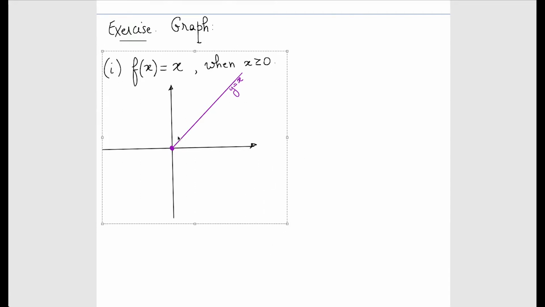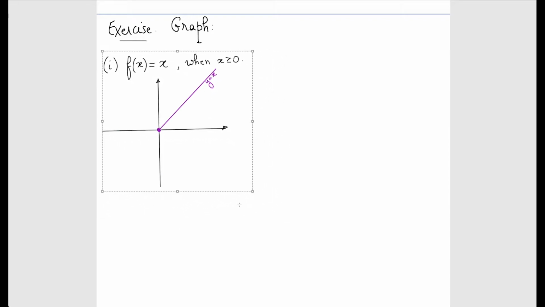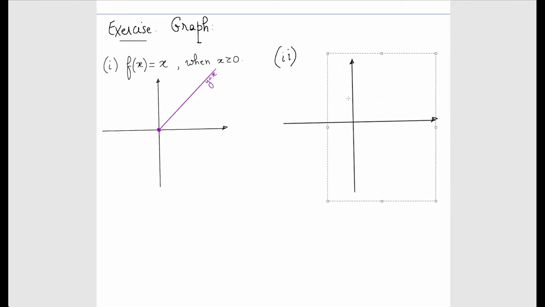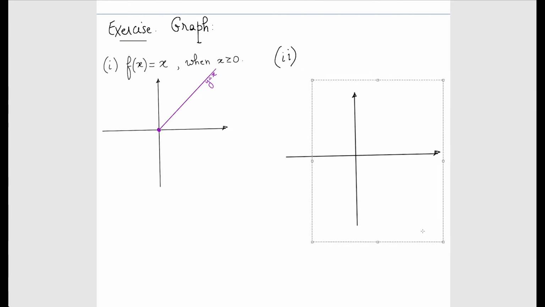Alright. Now, let's now do part 2 of this problem. So part 2 of this exercise. Let me paste that picture that I just had before. Now what I'm gonna do is I'm gonna ask you to graph the function g of x equal to negative x. Okay?